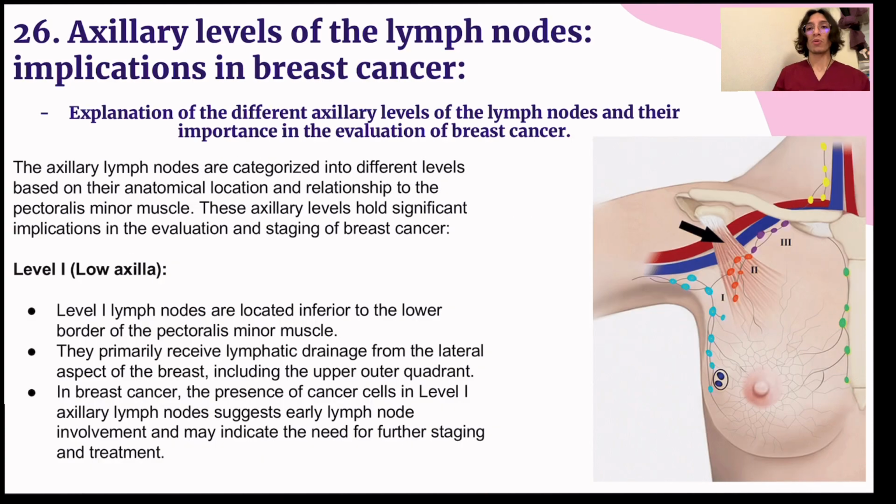Axillary levels of the lymph nodes: implications in breast cancer. Level 1 here. Level 1 lymph nodes are located inferior to the lower border of the pectoralis minor muscle. This is the pectoralis minor. They primarily receive lymphatic drainage from the lateral aspect of the breast, including the upper outer quadrant. In breast cancer, the presence of cancer cells in level 1 axillary lymph nodes suggests early lymph node involvement and may indicate the need for further staging and treatment.